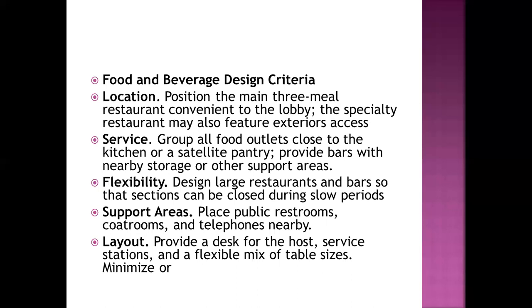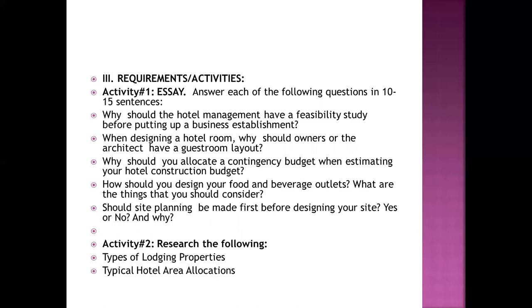So for week 16, we have some references and suggested readings. Kindly look at your handouts or PDF files for our references and suggested readings as well. So for week 16, we have two requirements or two activities. The first activity is an essay, a total of 5 items. And the second activity is a research paper, a total of 2 items as well. So for activity 2, research the following types of lodging properties and typical hotel area allocations. Those are the things that you need to search for week 16.